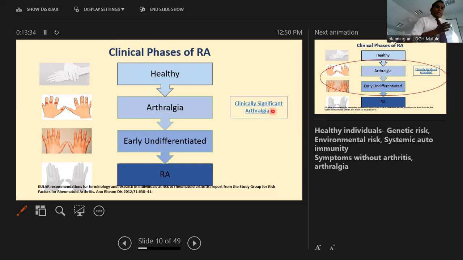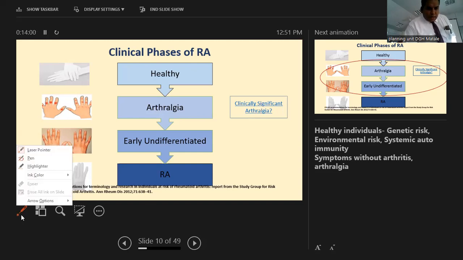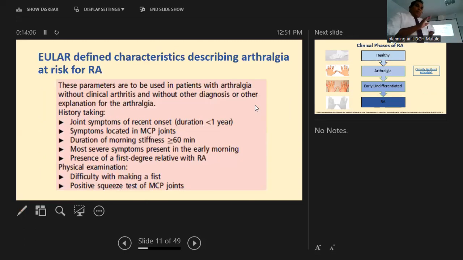Now, this is the crucial point for a general practitioner or MO, because at this point we need to pick these people up. How are we going to pick these people? Are we going to refer everyone to rheumatology or the internal medicine services? No. There are people with a clinically significant arthralgia. So this is a guideline which recently came up to differentiate arthralgia from clinically significant arthralgia, who are at risk of developing rheumatoid arthritis.